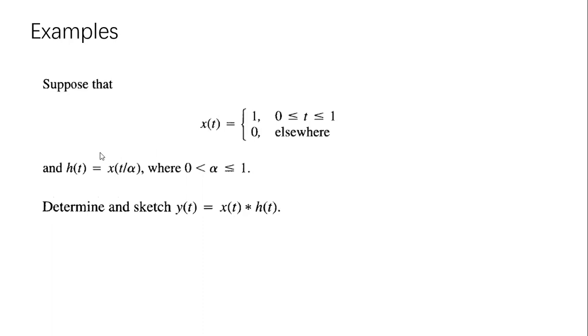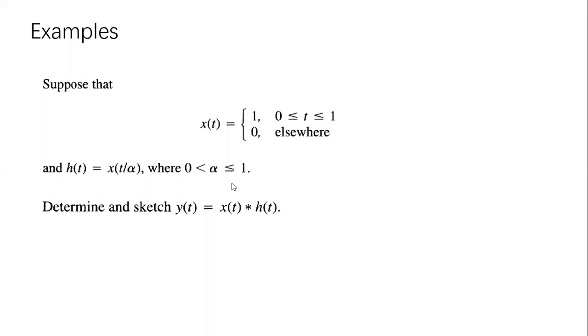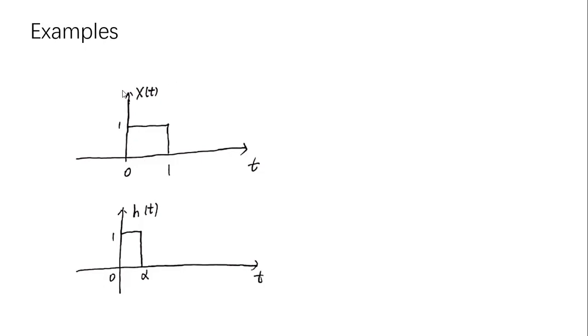If you want to do well in the calculation of the convolution integral, you must be very familiar with the time domain transformation. We do the time scaling of x(t). x(t) is a platform shaped signal. And h(t), when alpha is smaller than one, is a contraction of the original signal. The original signal is between zero and one, and the new signal is between zero and alpha. The height does not change. So this is x(t) and this is h(t). We need to calculate the convolution.